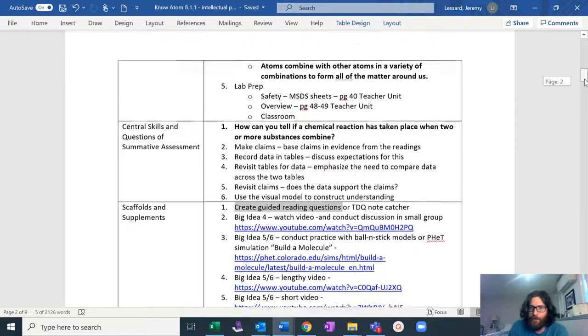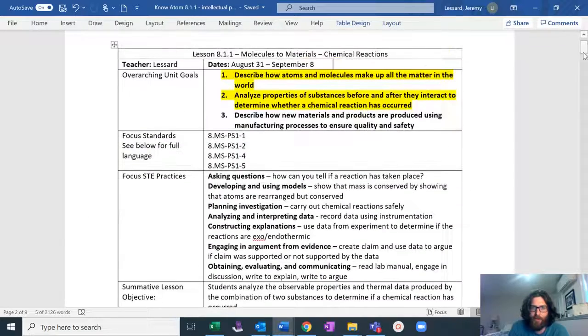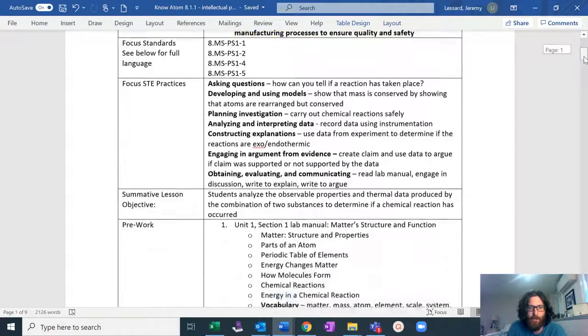Well, remember, I pulled out the big ideas. What is the stuff in the text that's going to help us understand that atoms and molecules make up our world? What are they going to read that helps them understand that a chemical reaction occurred? That's the stuff that I'm looking for in my guided reading, and those are the questions that I made up.